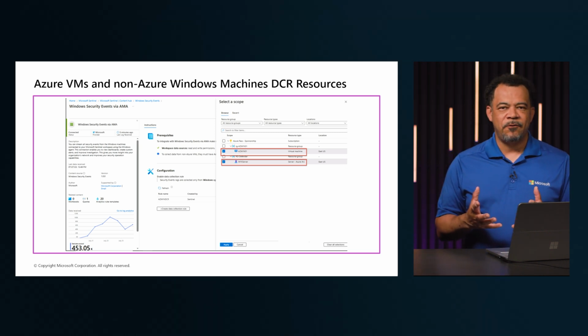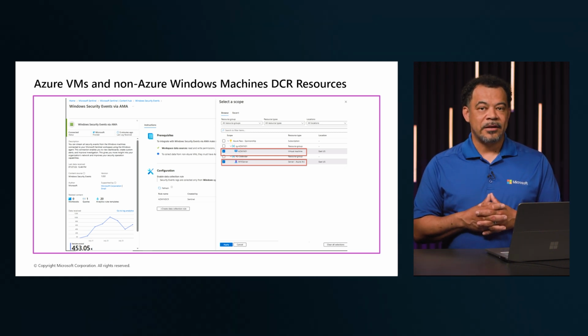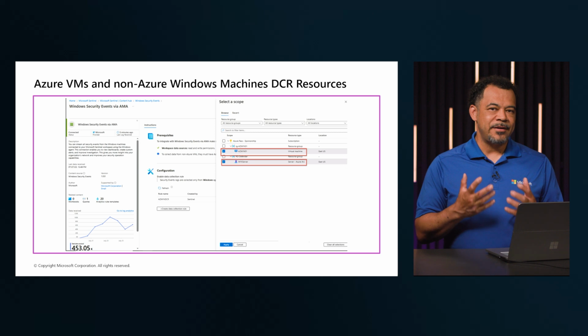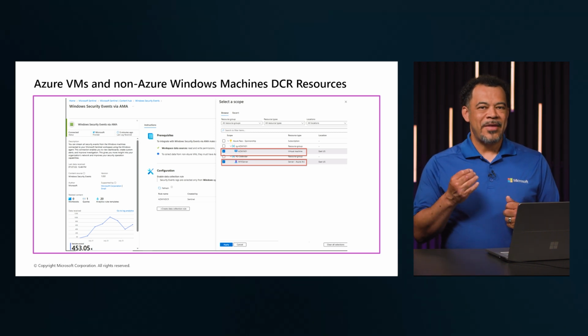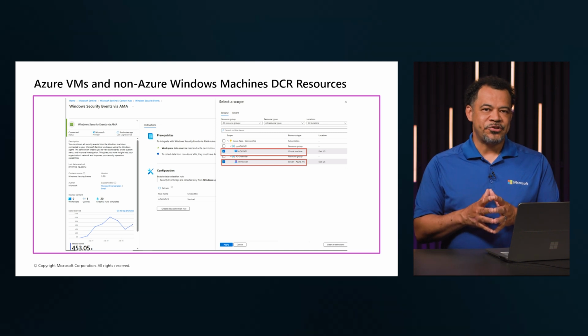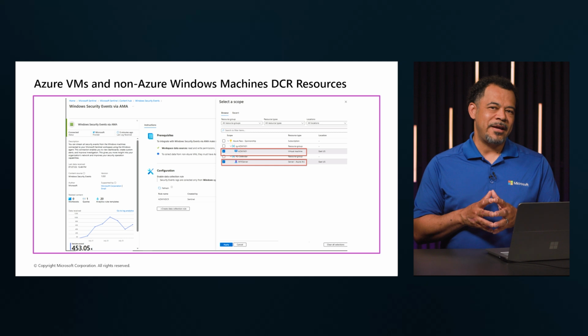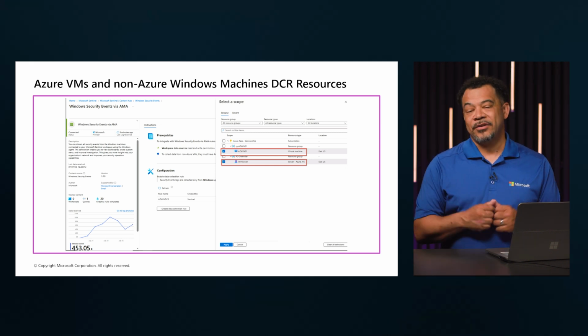You can scope the configuration to specific resource groups or machines, including Azure VMs and non-Azure Windows servers that are connected using the Azure Arc Agent. This setup ensures you're collecting only the relevant security events while maintaining control over where and how data is ingested.